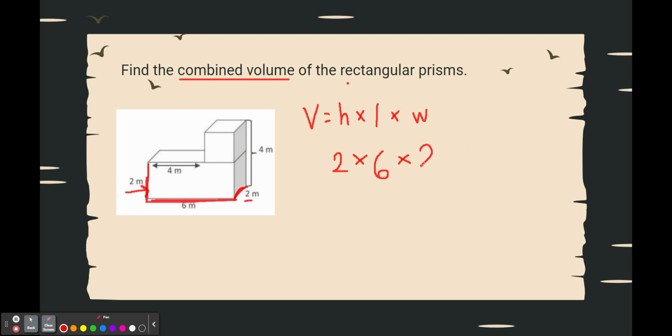So to find the volume, we have 2 meters times 6 meters times 2 meters. If we multiply all those together, 2 times 6 is 12 meters squared, times 2 more meters is going to give us 24 meters cubed. So the volume of our bottom rectangular prism is 24 meters cubed.